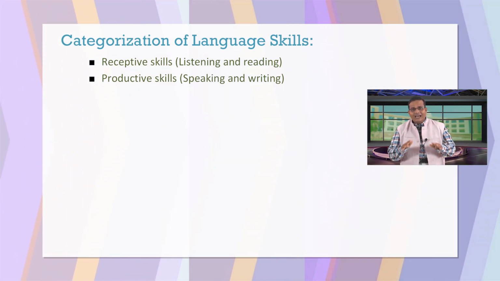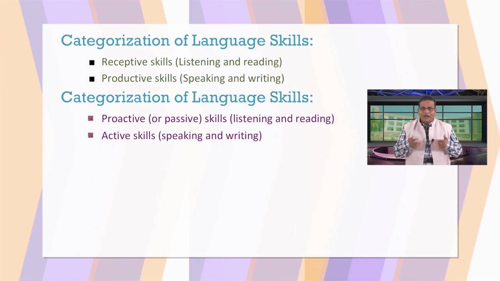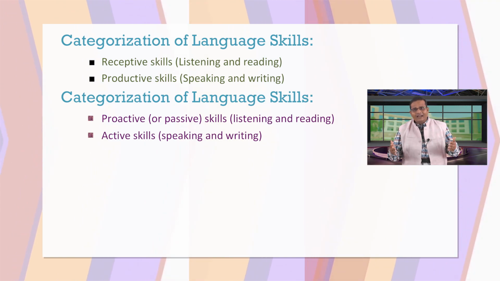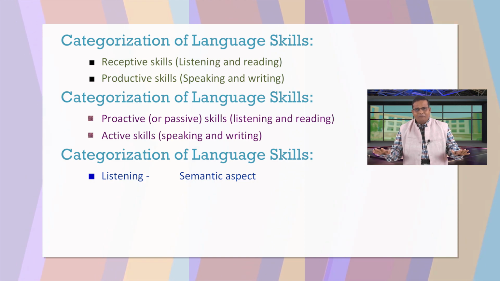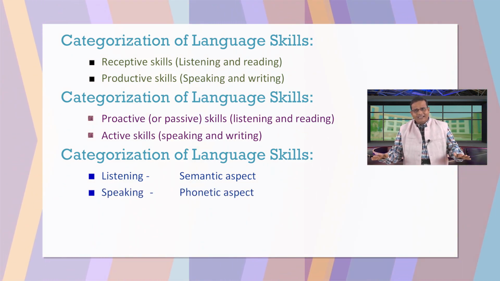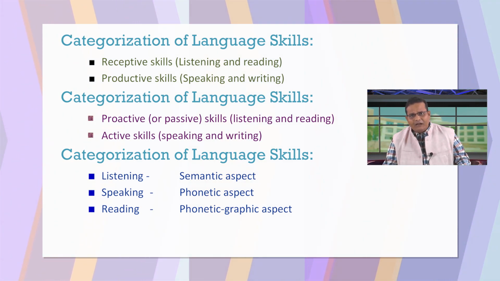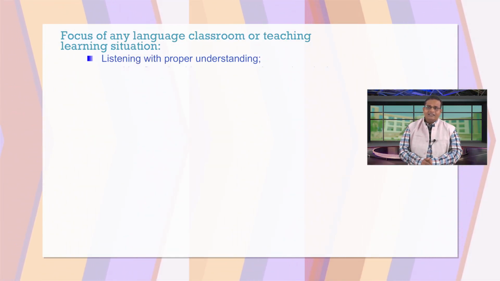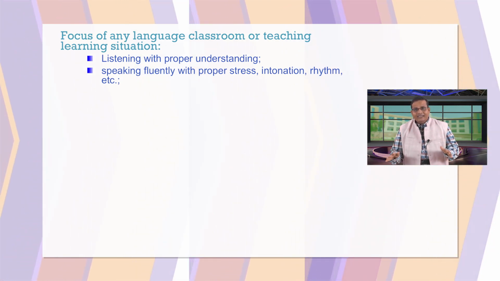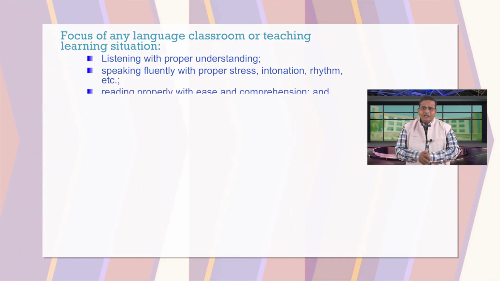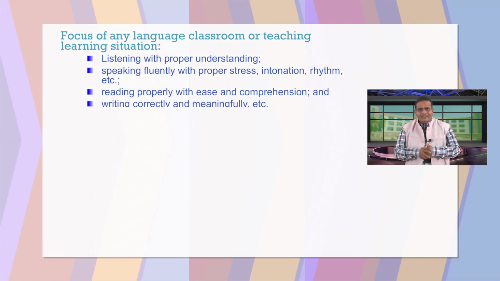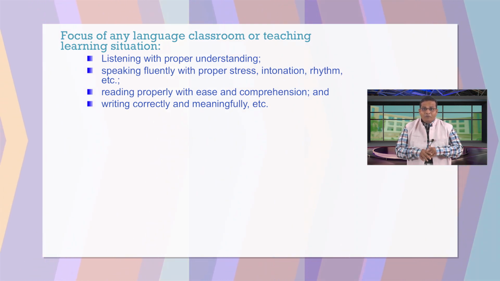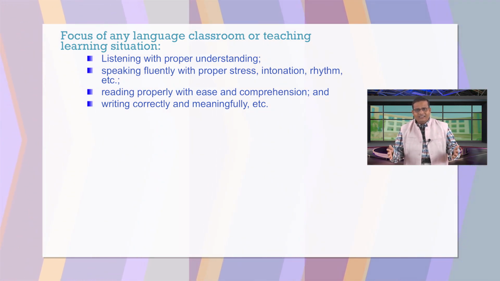Further, listening and reading are called passive skills in one way, whereas speaking and writing are called active skills in another way. These four skills may be categorized like these aspects: listening, which is concerned with semantic aspect; speaking, which is concerned with phonetic aspect; reading, which is concerned with phonetic graphic aspect; and writing, which is concerned with graphic aspect. Listening with proper understanding, speaking fluently with proper stress, intonation, rhythm, etc., reading properly with ease and comprehension, and writing correctly and meaningfully are the focus of any language classroom or teaching learning situation.